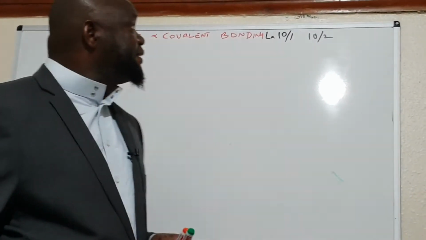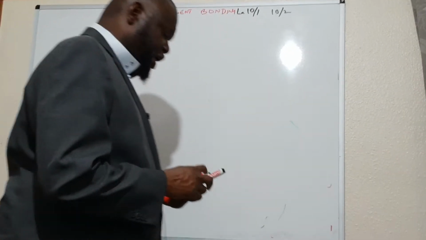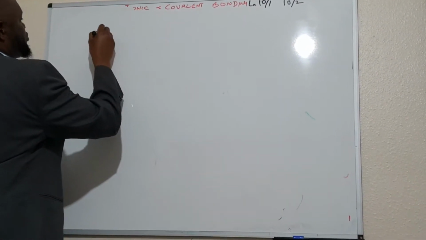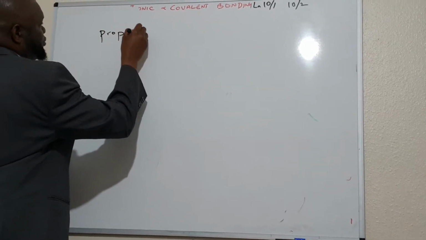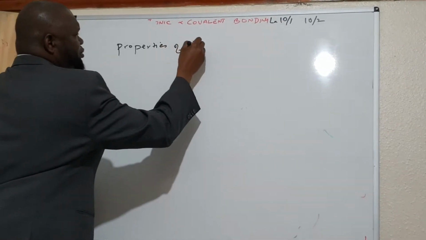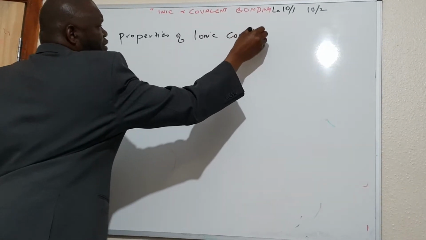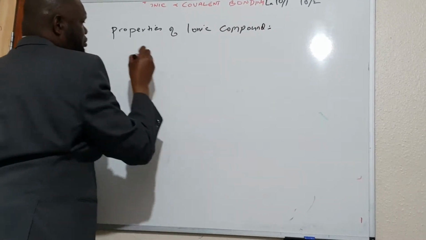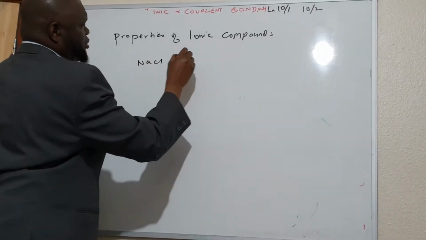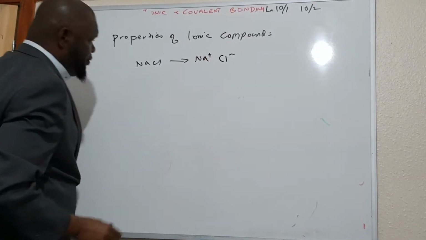We're going to look at ionic bonding again. Now we'll be looking at the properties of ionic compounds, that means a compound that is formed from ionic bonding. Notably sodium and chloride, because sodium and chlorine, when they dissolve in water.